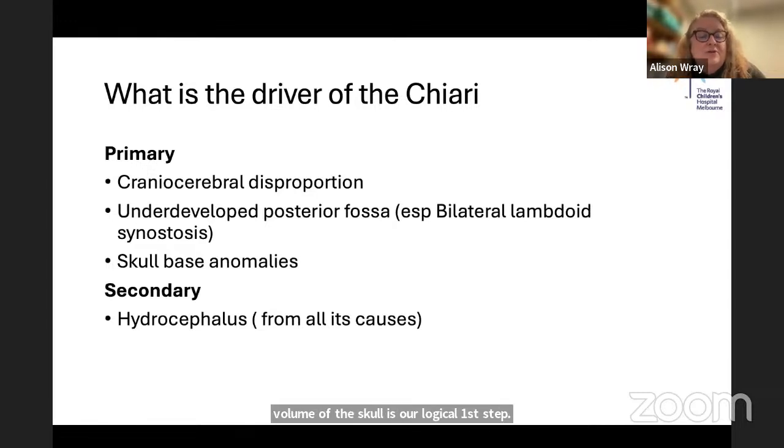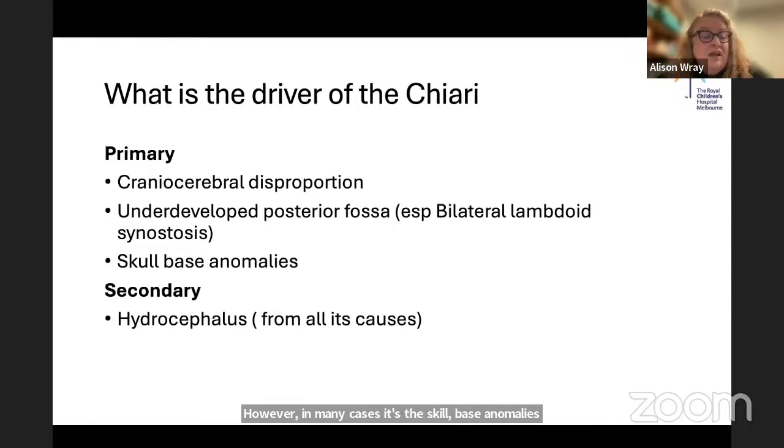If it's underdeveloped posterior fossa, particularly in the case of bilateral lambdoid synostosis, then again, we want to look at an operation that's going to increase our posterior fossa volume. And often a posterior vault distraction is, in my opinion, the best way of achieving that. But other operations, again, directed at increasing the volume of the posterior fossa will give you the same outcome. However, in many cases, it's the skull base anomalies that are driving the Chiari, and that is a little harder for us to deal with and to treat.